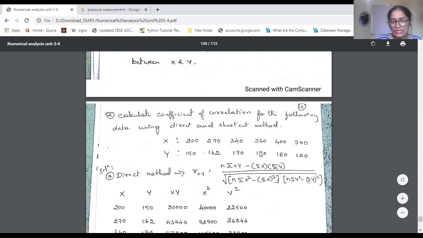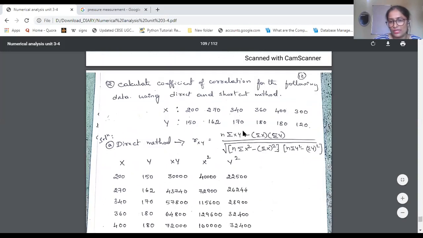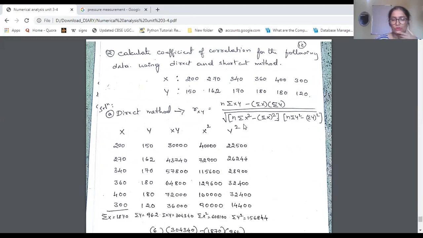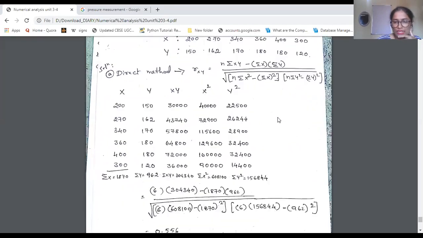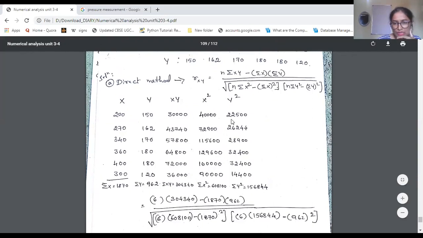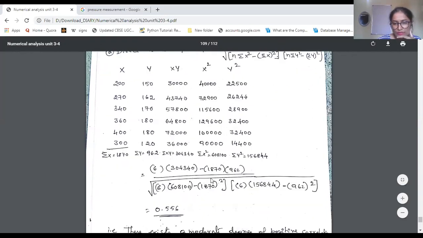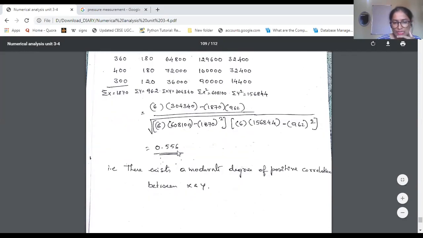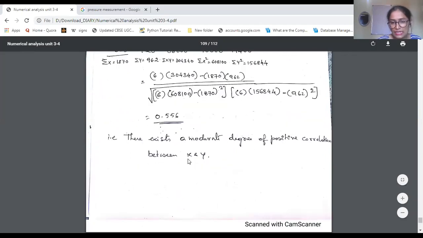And in this series, we still have raw data. So we can simply write the formula for raw data. We will have to calculate the terms sigma x, sigma y, sigma xy, sigma x square, sigma y square, and substitute in the formula. So we get those values, and when we substitute we get the value 0.556. This shows that there is a moderate degree of correlation between the variables x and y.